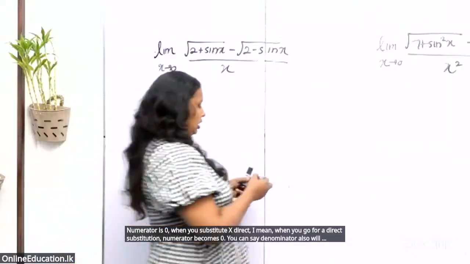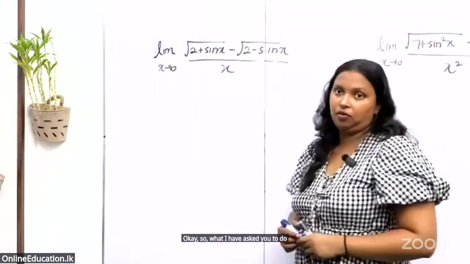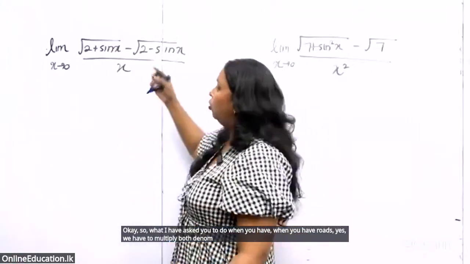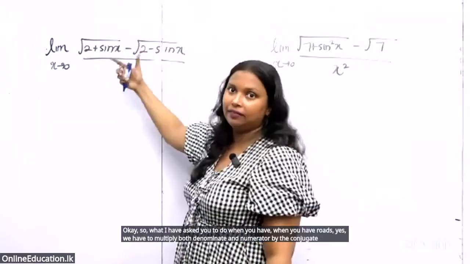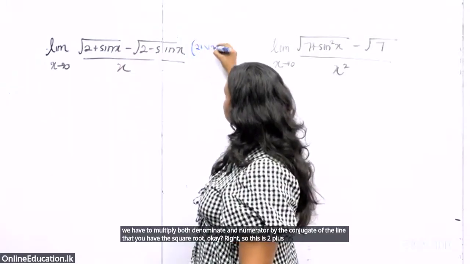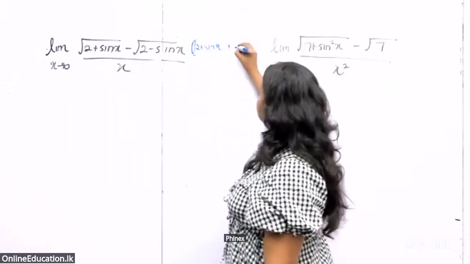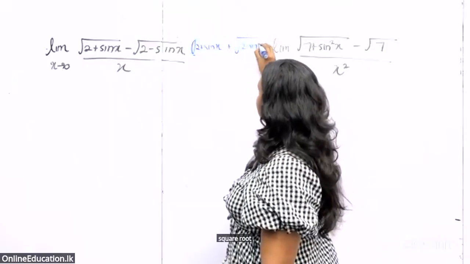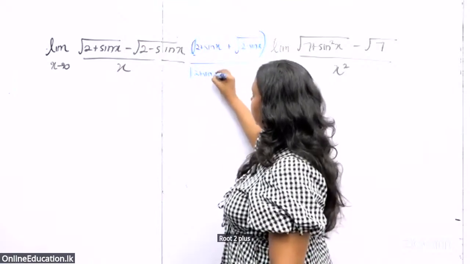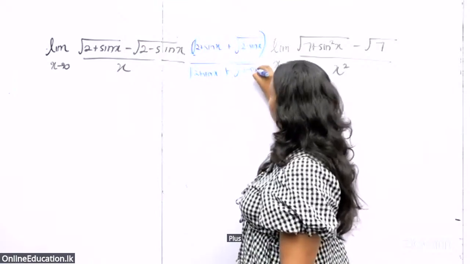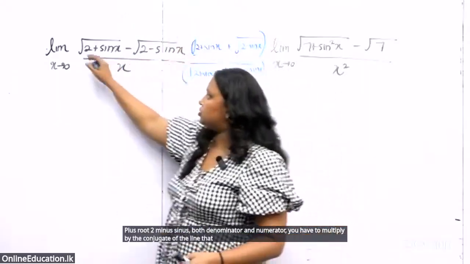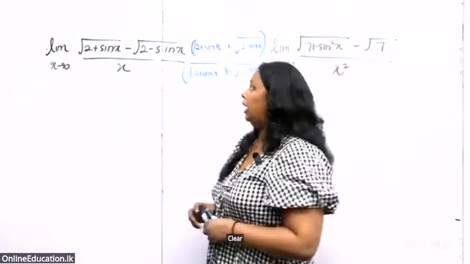Okay. So what I have asked you to do when you have roots, yes, we have to multiply both denominator and numerator by the conjugate of the line that you have the square root. So this is square root of 2 plus sin x plus square root of 2 minus sin x over root 2 plus sin x plus root 2 minus sin x. Both denominator and numerator you have to multiply by the conjugate of the line that you have this square root. Clear? Right. Now what will happen?